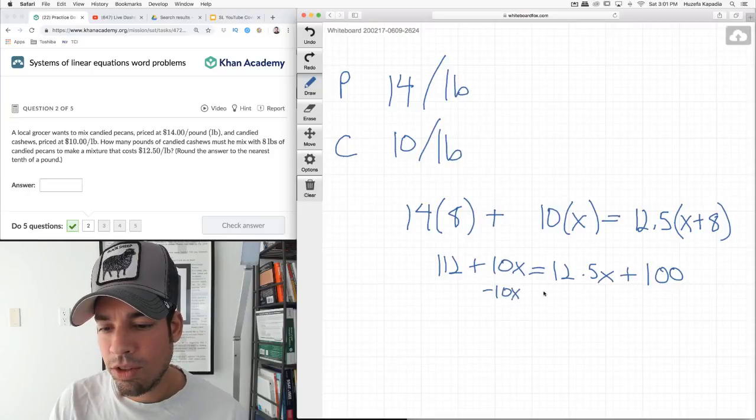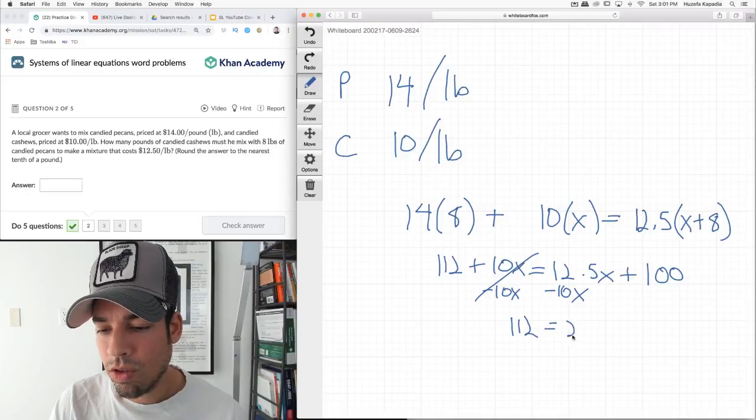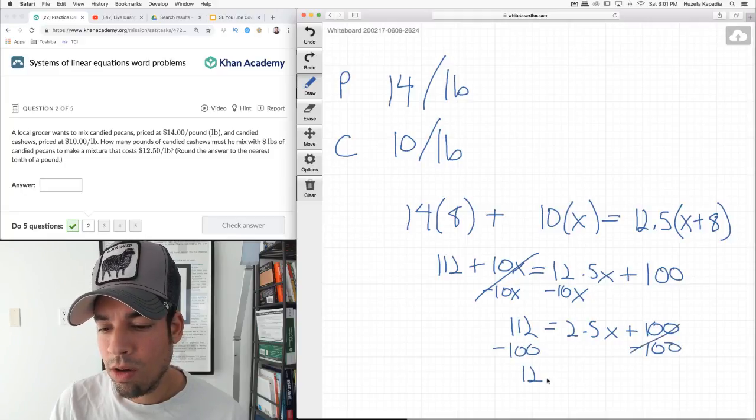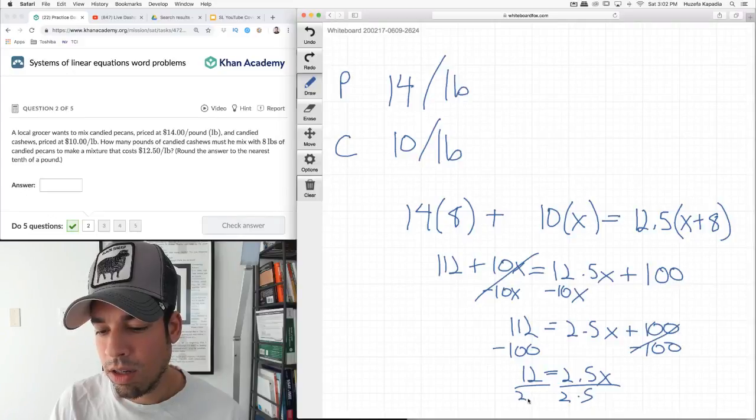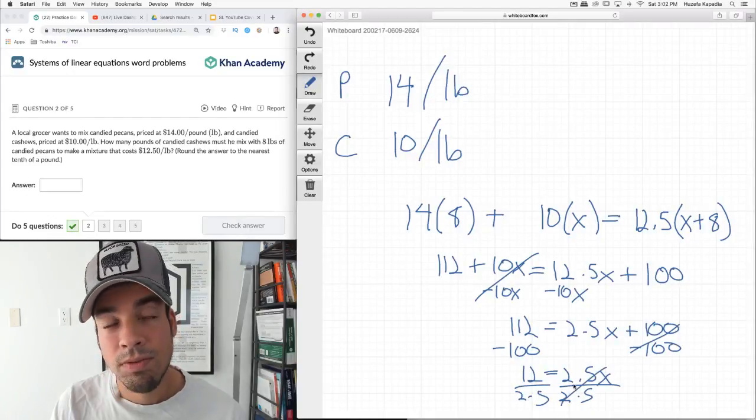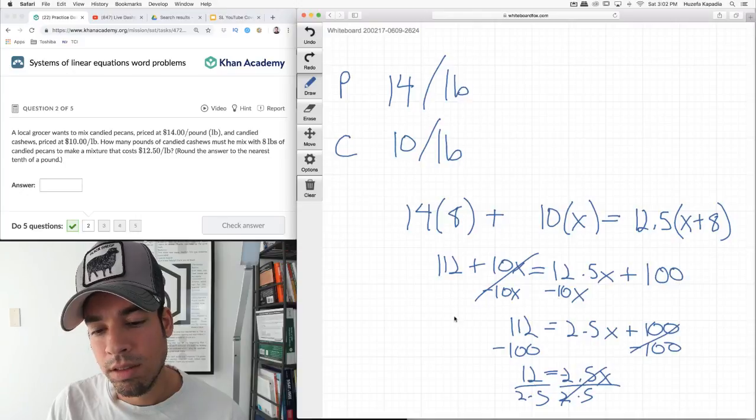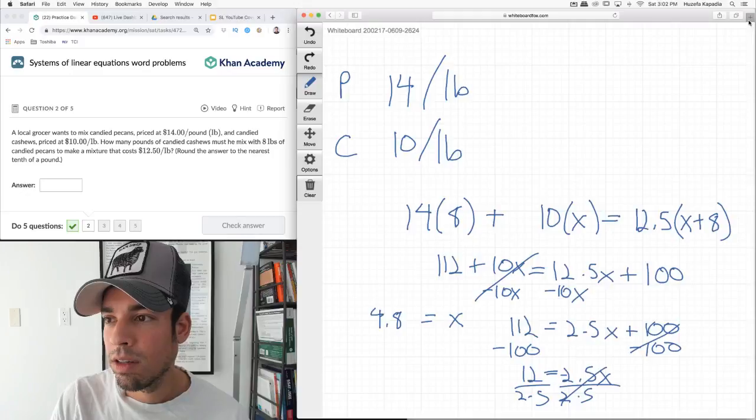And then we're going to subtract 10x from both sides. And we've got 112 equals 2.5x plus 100. Minus 100, minus 100. 12 equals 2.5x. And then we divide by 2.5. Here we might need a calculator. Let me think. It's 4.8. x equals 4.8. But let's double check.